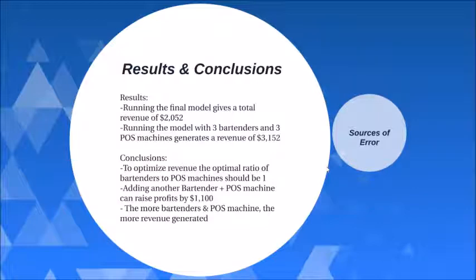The cost of hiring another bartender is only about $25 a night, since they make $4.95 an hour and the shifts are usually 5 hours long. Taking into account the increase in the revenue, adding both a bartender and a POS machine will generate more revenue for the bar and will pay off the investment in the long term.